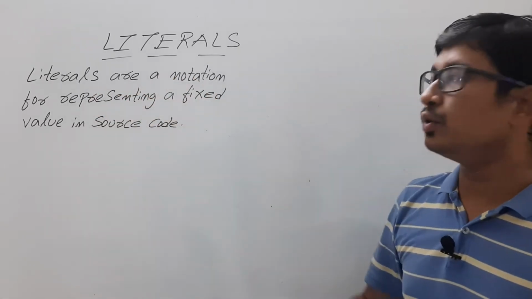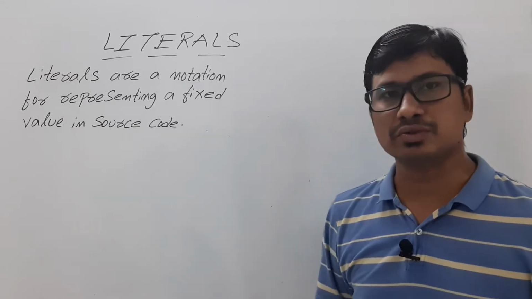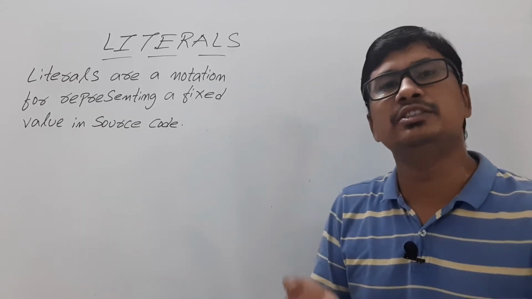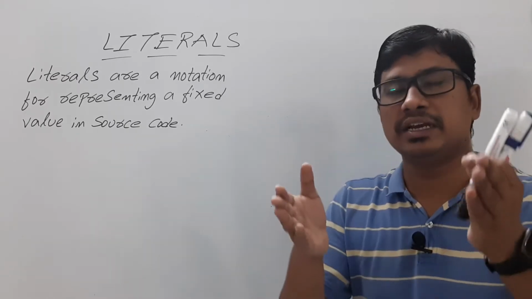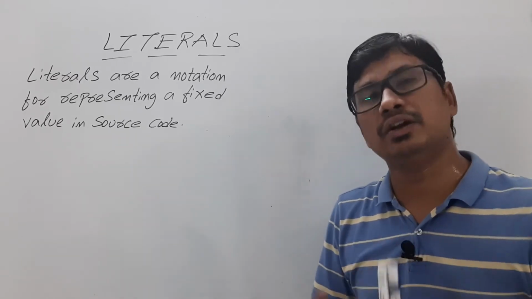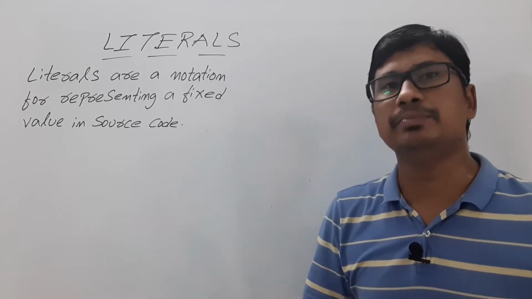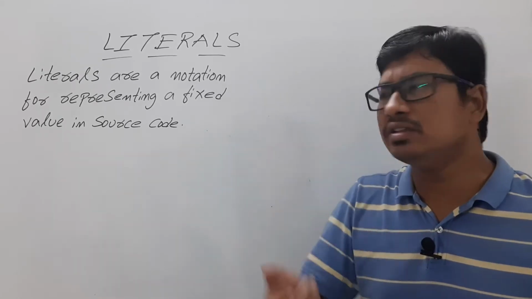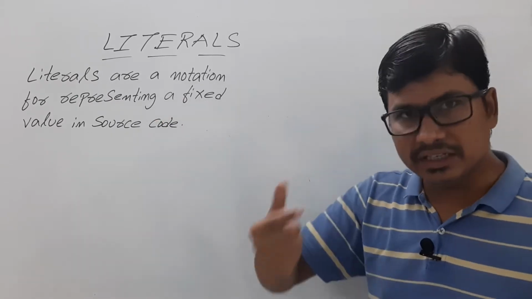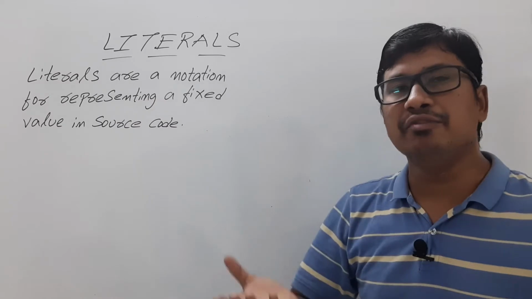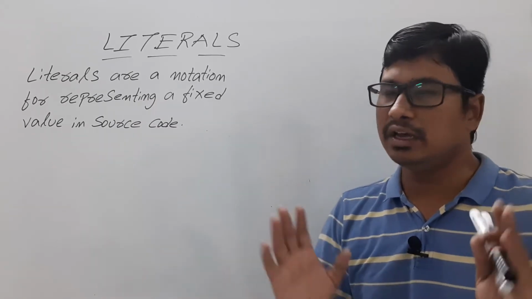Literals are a notation for representing a fixed value in source code. The fixed value meaning is, let's take that you have a value 10, 10.5. Suppose let's take that you have a string called Parnika tutorials. Okay, you have a Boolean data type such as true, false. All these things come under fixed values. So literals are a notation for representing a fixed value in source code. These fixed values we will store in a variable.